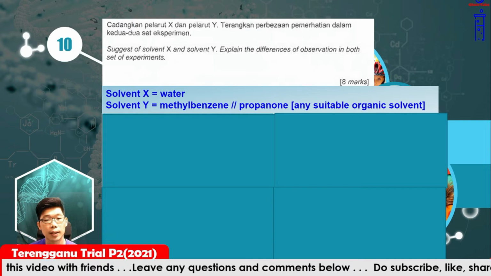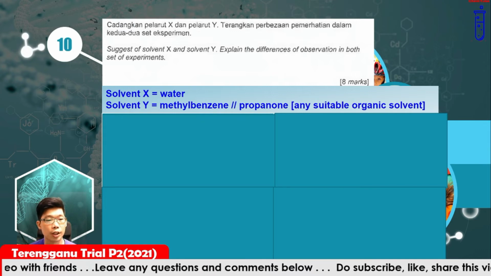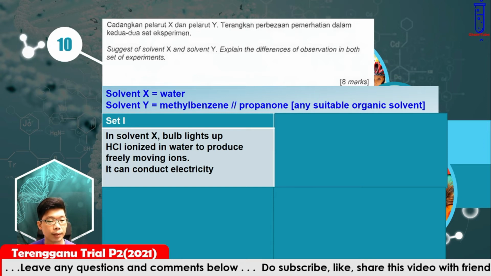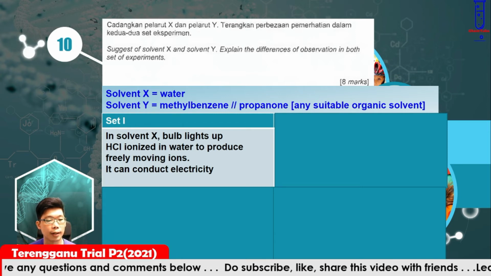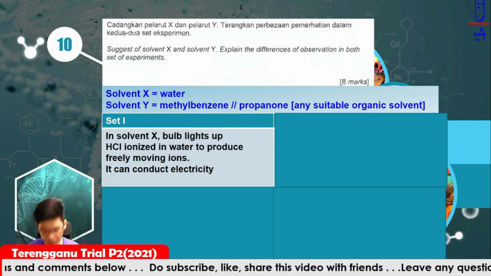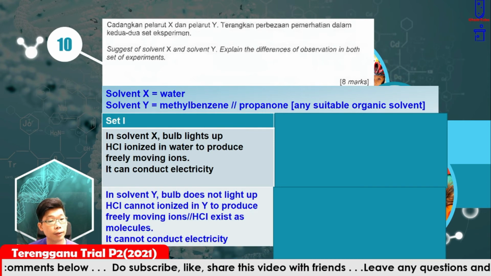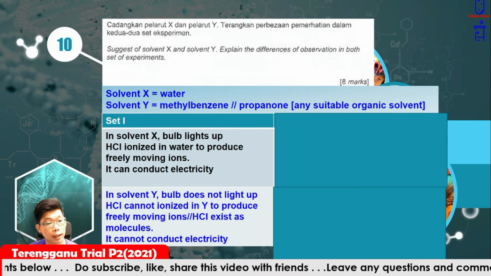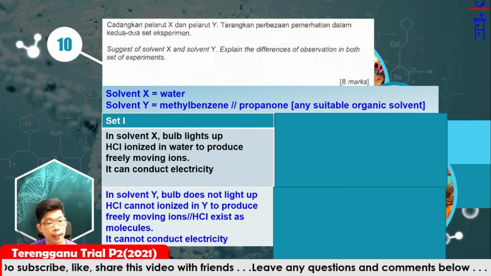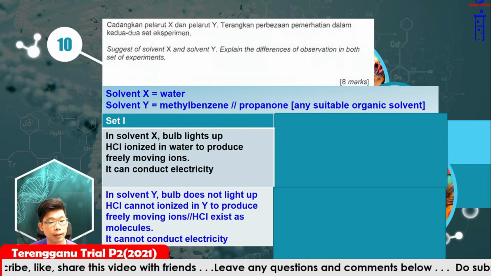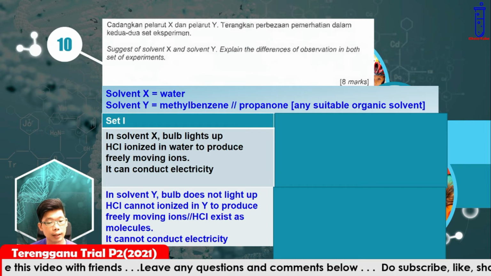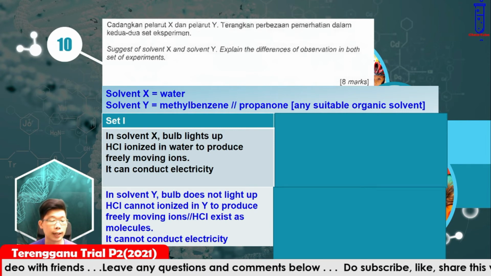Now explain the difference in the observation. In set 1, in solvent X, the bulb lights up because the hydrochloric acid ionizes in water to produce freely moving ions, so it can conduct electricity. For solvent Y, the bulb does not light up, meaning that hydrochloric acid cannot ionize in Y to produce freely moving ions. The hydrochloric acid exists in molecule form, so it cannot conduct electricity.